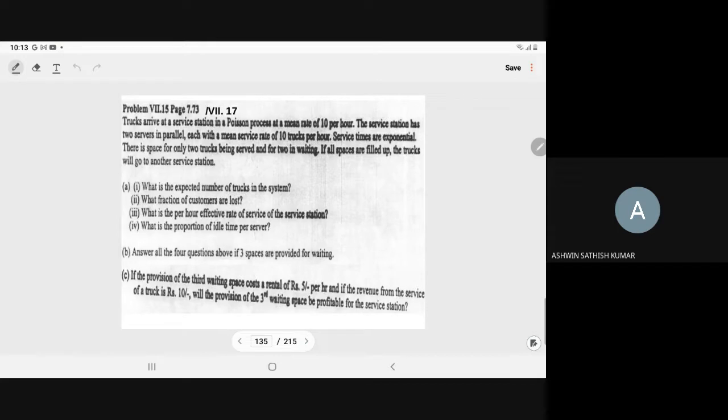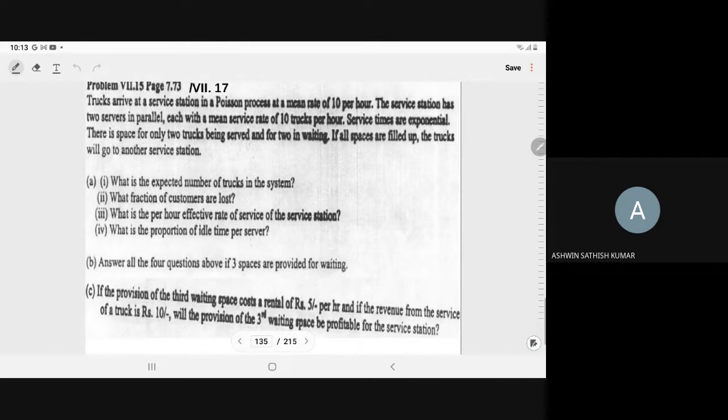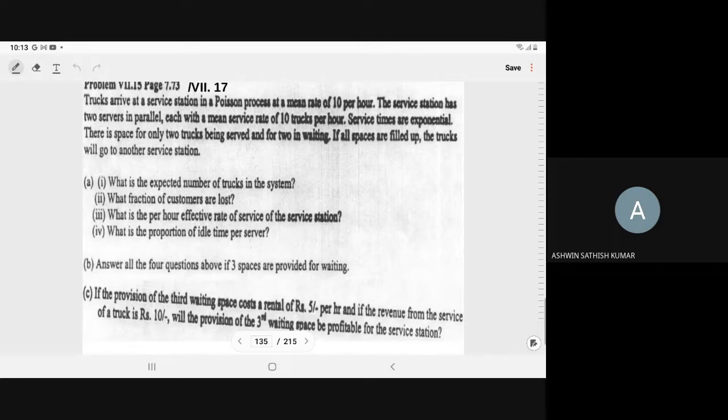Now let us have this problem. Trucks arrive at the service station in a Poisson process at a mean rate of 10 per hour. So what is given to you? Here we have the lambda, and it is following the Poisson process. The service station has two servers in parallel. That implies S is equal to 2. Each with mean service rate of 10 trucks per hour. That is the mu.